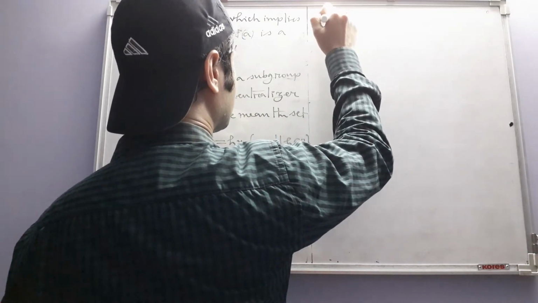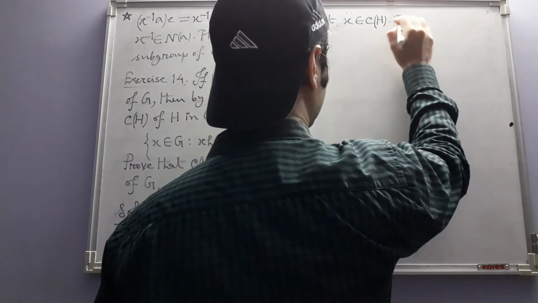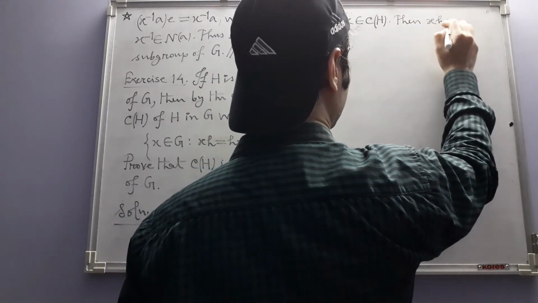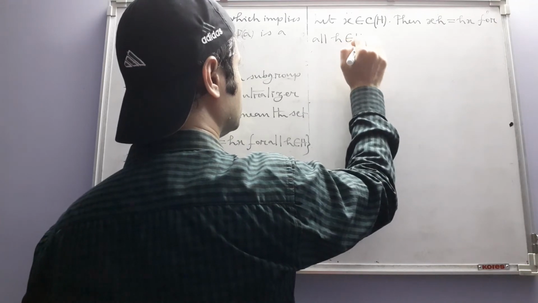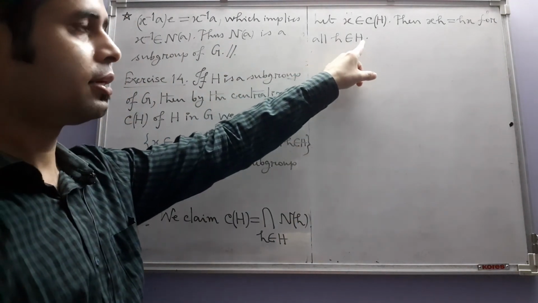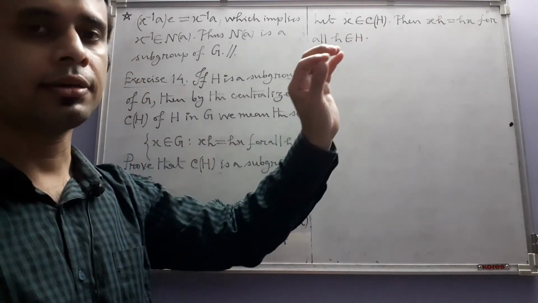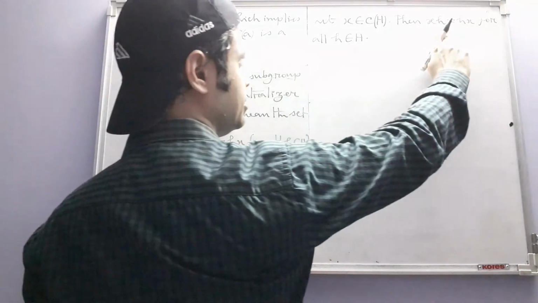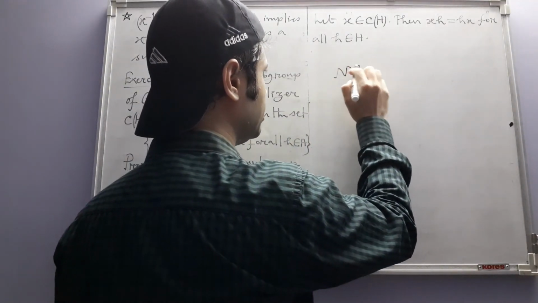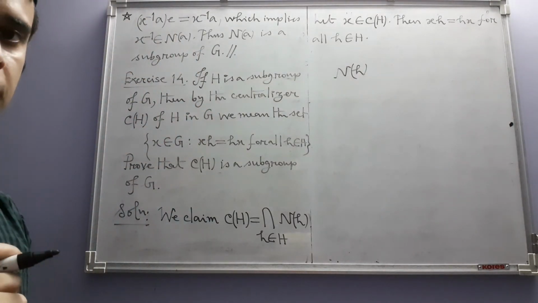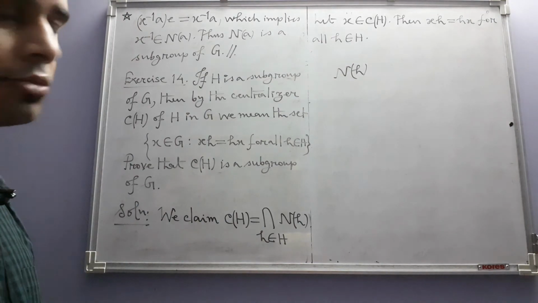Let x belong to CH, then XH is equal to HX for all H belonging to H. Now forget about this for all H belonging to H. Think of this H as a single element, and in fact forget the fact that it's coming from H. You just think of H as an element and go to the previous exercise and look at the definition of the normalizer of H. By definition, it's the set of those elements in G that commute with that element H, and X is one such element. So that means X will belong to the normalizer of H.